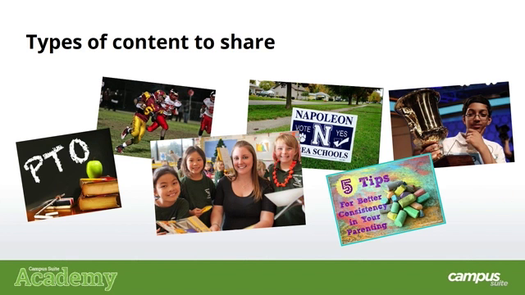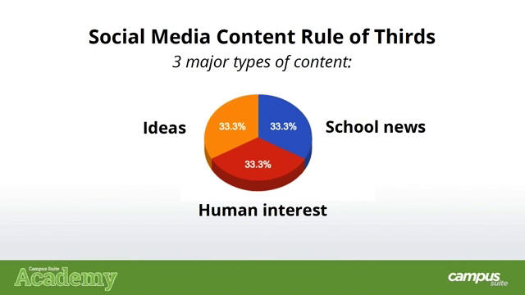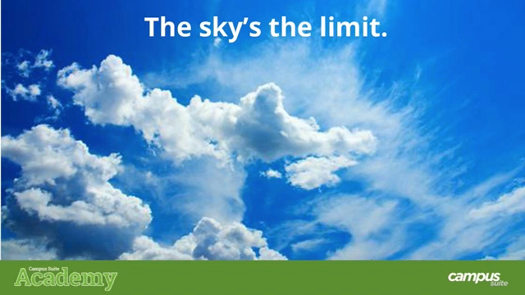All right, some types of content to share. First off, there's a rule of thumb in general social media. There are three major types of content you should be pumping out there and sharing: ideas, school news, and human interest. However, with Instagram, you're focusing on the human interest and the school news. That's really critical because this is the kind of stuff that lends itself to photography and short video clips, human interest and school news.